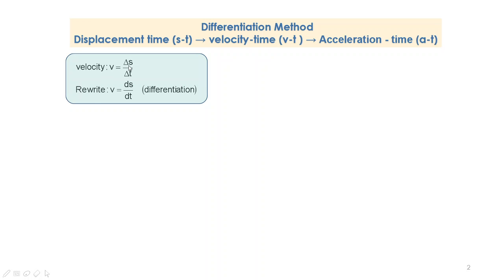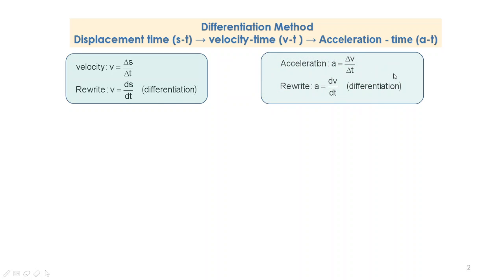As you understand, velocity is defined as the change of displacement versus the change of time. And if we write in terms of differentiation methods, we change it to ds over dt. Whereas for the acceleration, a is equal to the change of velocity versus the change of time. Similarly, we rewrite it in the differentiation method. We write a equal to dv divided by dt.